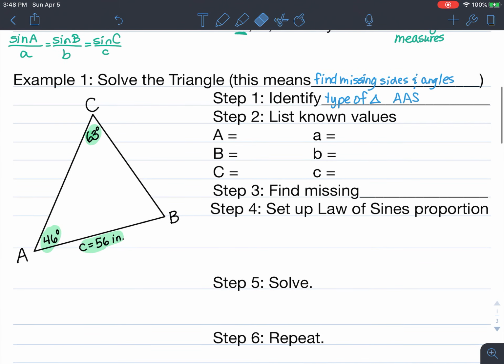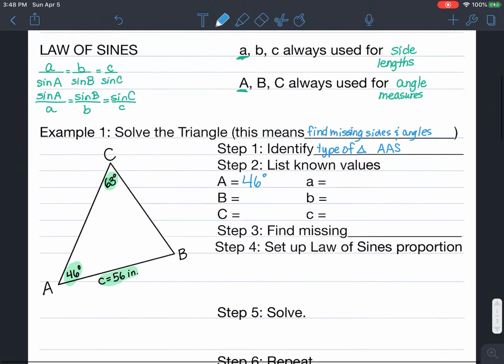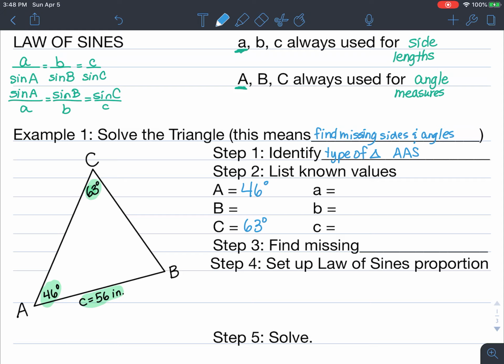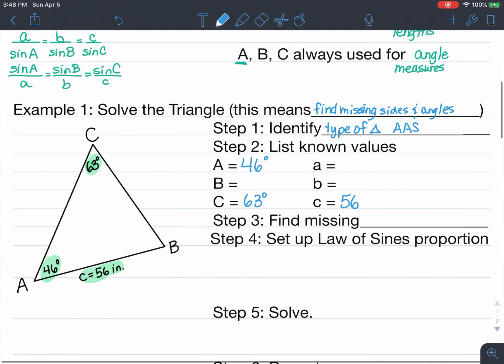Okay, so next what we're going to do is list the known values. It's good to be organized. So capital A, that's given, that's 46. It's on the picture. Capital C was given, that was 63. And side little c was given, so that's 56. And everything else is unknown. And we'll go back and fill in the other values when we get them.